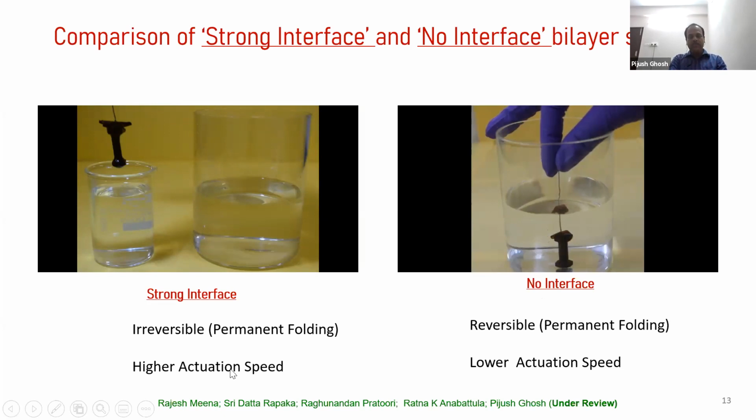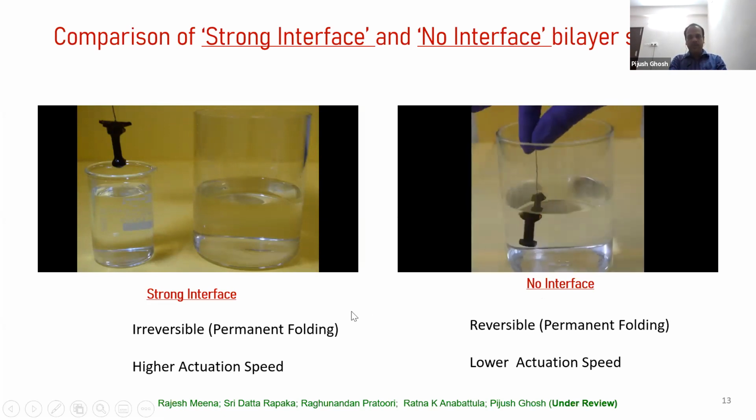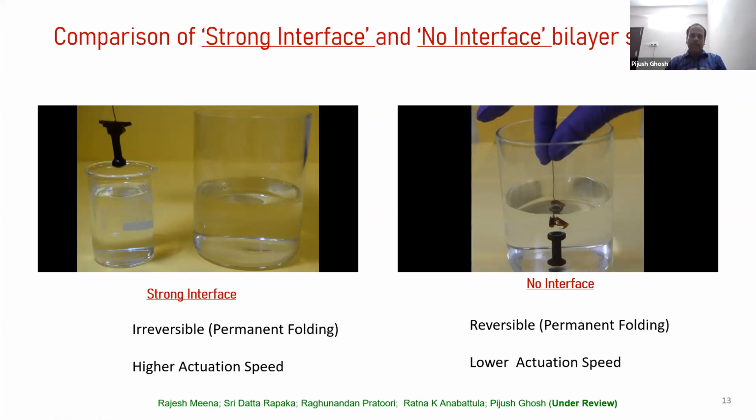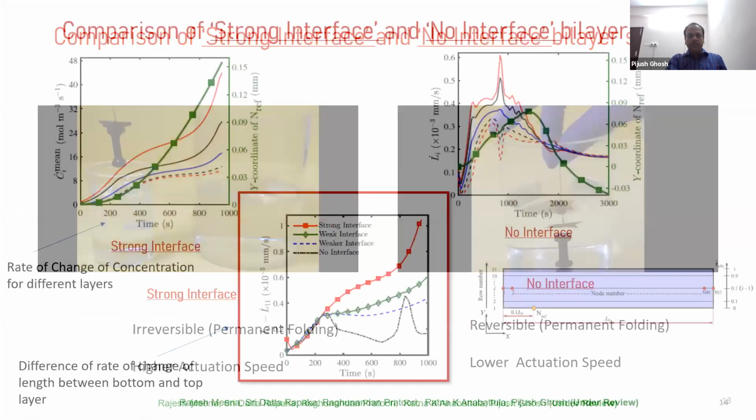And for the actuation speed, there's a significant difference which you will not be able to see here because it is not properly showing. But there is a higher actuation speed in the case of a strong interface, whereas in the case of no interface, there is a lower actuation speed. Also, the gripping force for the strong interface is larger than for the weak interface. So the summary is, we can actually engineer the interface as well to obtain different actuation characteristics. That's what we demonstrated, and this manuscript is under review.